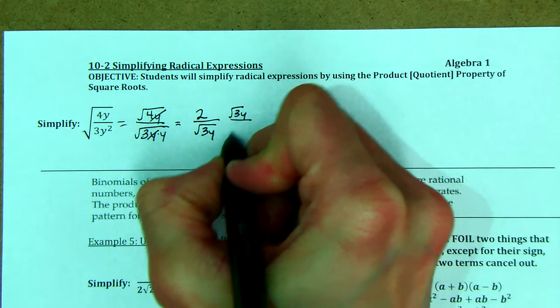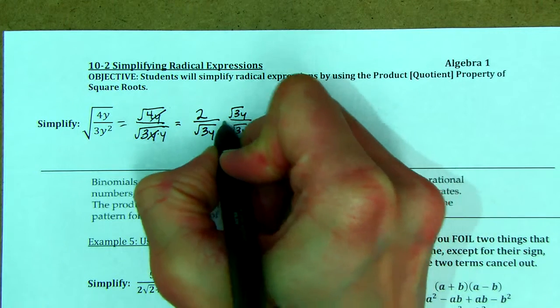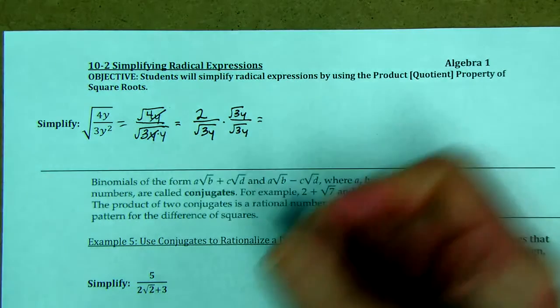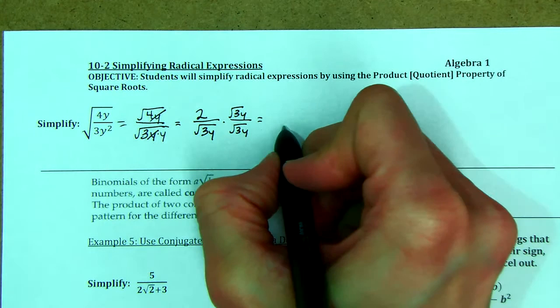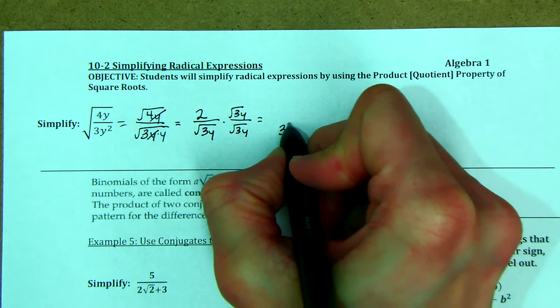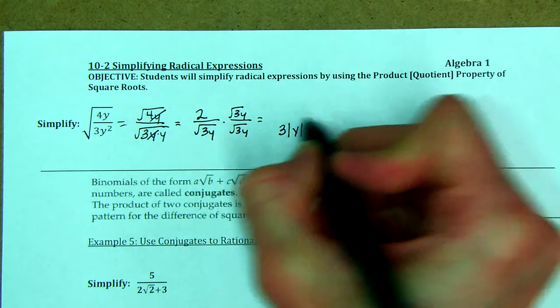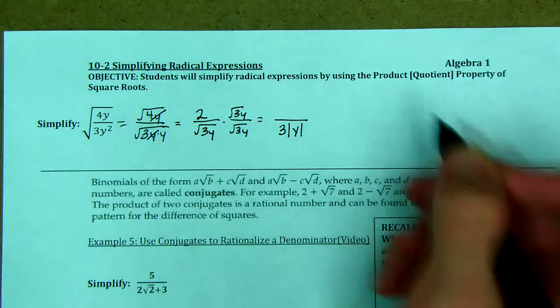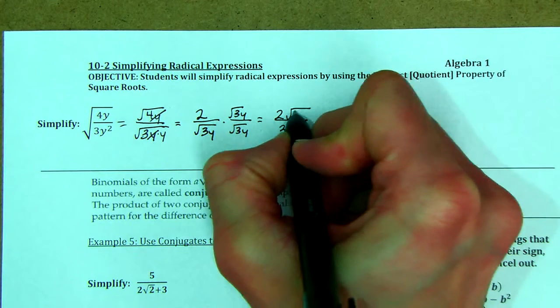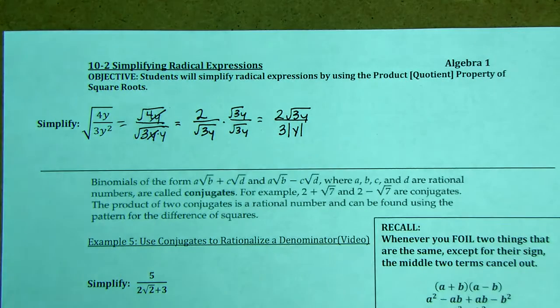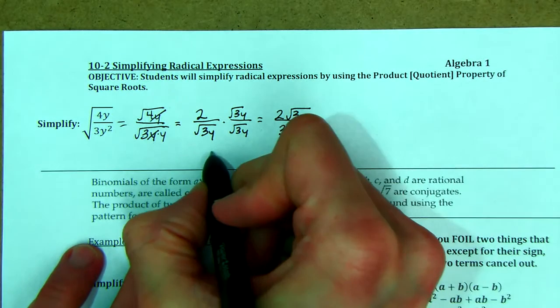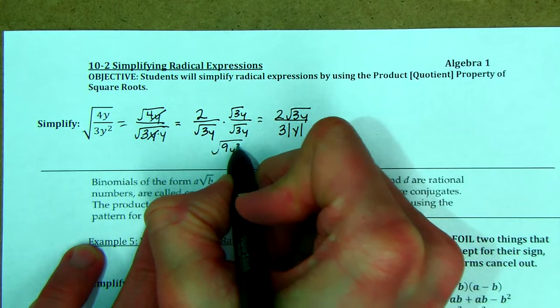And in the denominator, I'm going to get 3 absolute value of y. And in the numerator, 2 square root of 3y. There again, this is technically the square root of 9y squared. And when I take the square root of y squared, an even exponent goes to a single, so we need the absolute value bars.